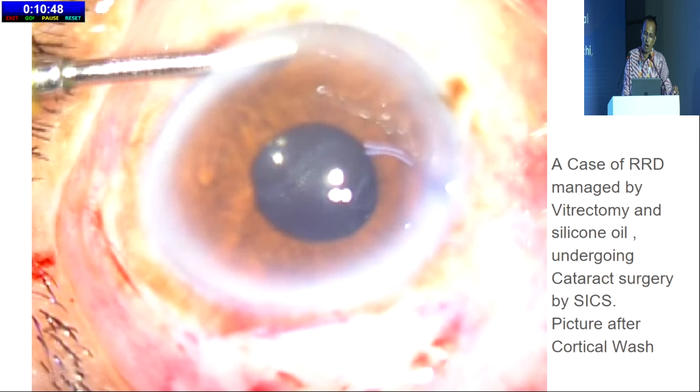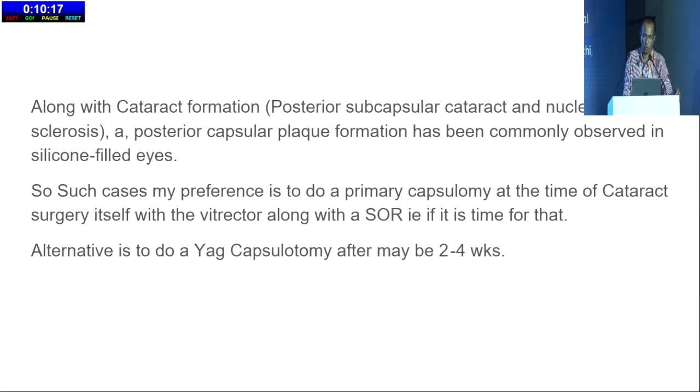immediately in the postoperative period. So my choice would be generally to do a primary posterior capsulotomy at the time of the cataract surgery itself. And if it is time for the oil removal, probably take out the oil at that time itself, because it's going to be a little difficult when you're doing YAG capsulotomy, as many of these posterior capsule opacifications will be quite thick. However, if it is not like that, and if you think it can be managed by YAG capsulotomy, that can also be done.